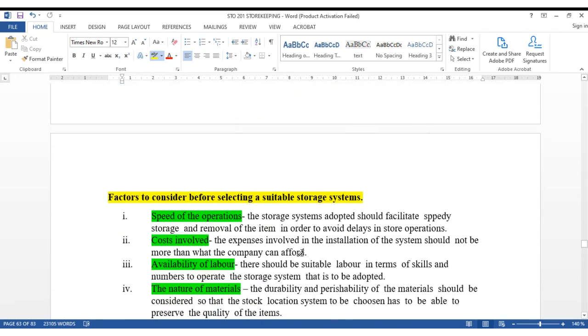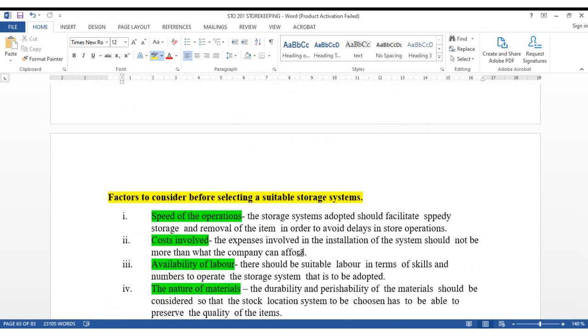Factors to consider before selecting a storage system. Now, it is important to consider certain factors when selecting a storage system, whether you want mechanical, whether you want manual, or whether you want a computerized system. It's important to determine those key factors. One is the speed of operations. This relates to how quickly the items may be stored and may be removed. So it enhances the speedy retrieval and keeping of items within the store.